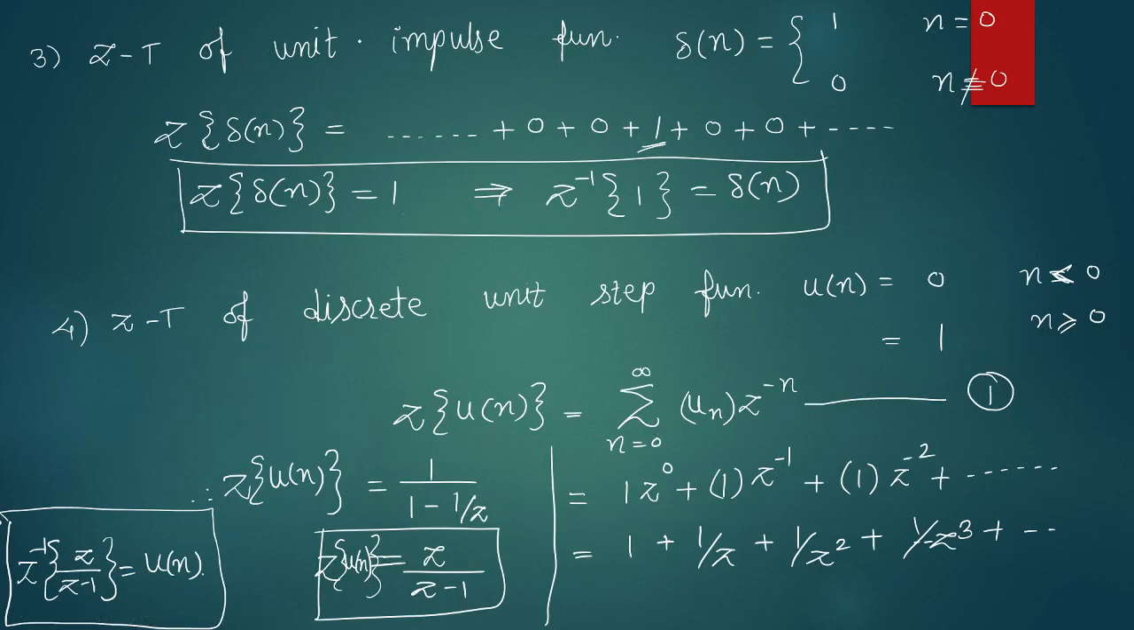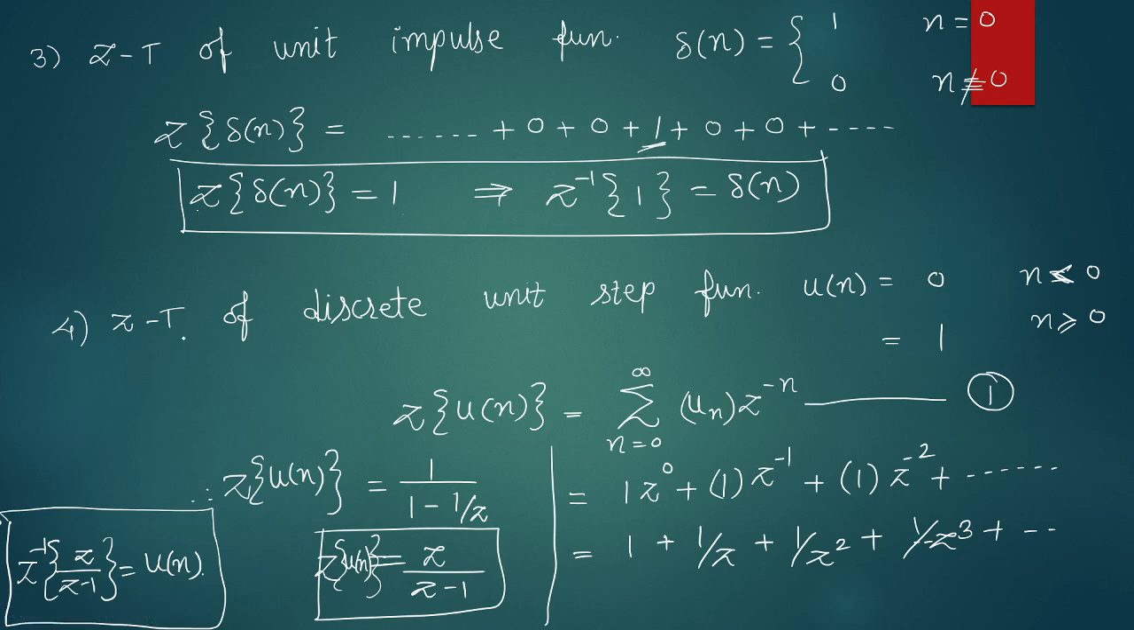Now, Z transform of unit impulse function. This delta of n is given by 1 when n equal to 0, and when n is not equal to 0, its value is 0. Therefore, again apply the definition of Z transform. All values are 0, only for n equal to 0 we get the value 1. Therefore, Z transform of delta of n equal to 1. And if we write down this formula in the form of Z inverse, Z inverse of 1 equal to delta of n.